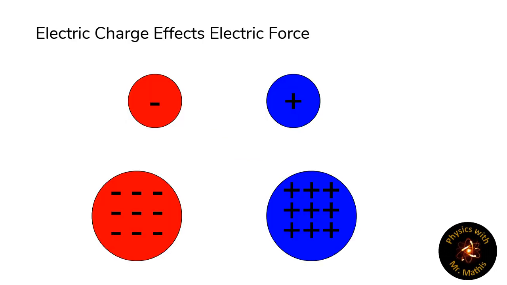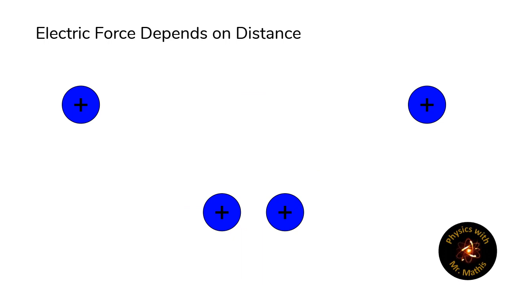We know that opposite electrical charges attract each other with an electrical force. If the charge is small, then the force attracting the objects together is small. If the charge of the objects is large, then the force attracting the objects together is also large. It works the same way if they're like charges and they're being repelled by electric force. Small charges have small electric forces and large charges have large electric forces.